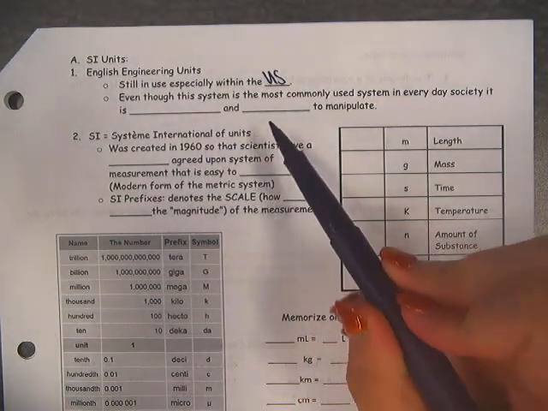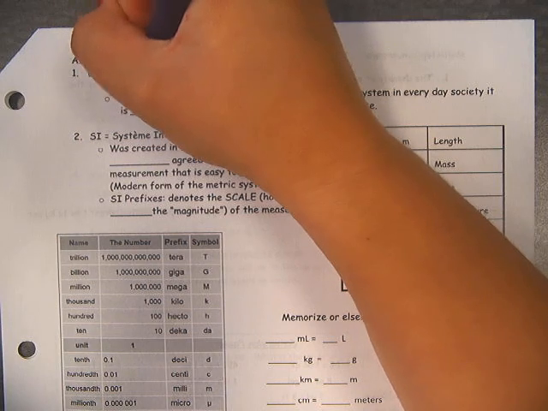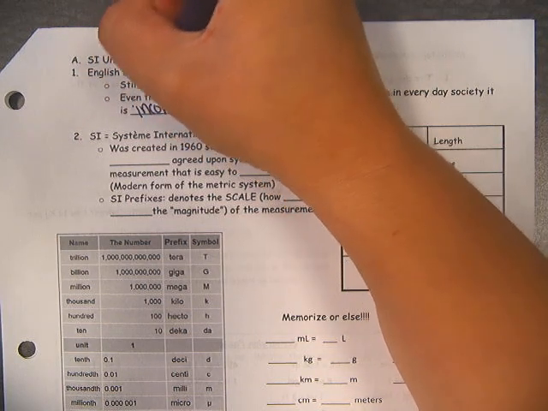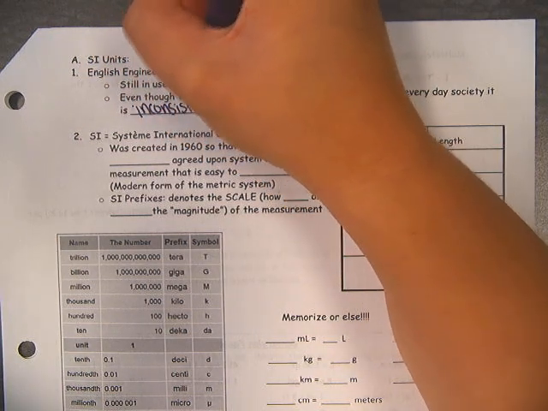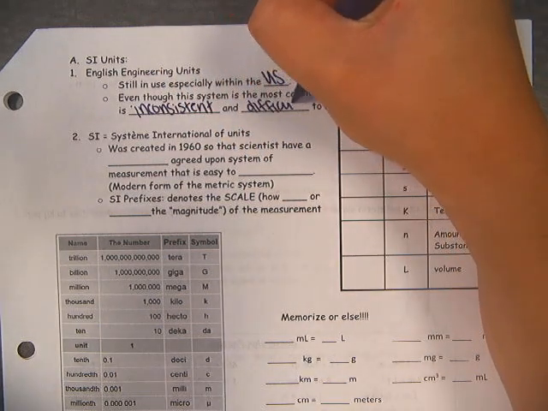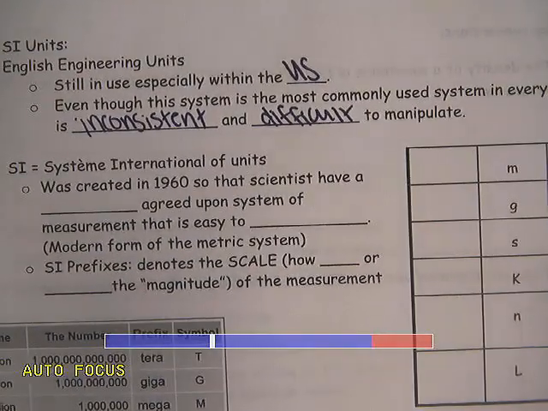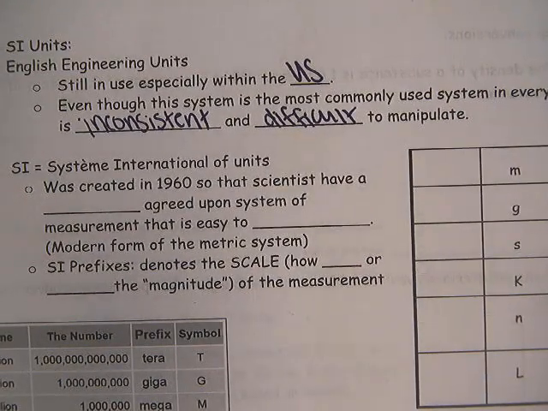So even though this system is most commonly used in everyday society, it is inconsistent and difficult to manipulate. So I can zoom that for you. Inconsistent and difficult to manipulate.